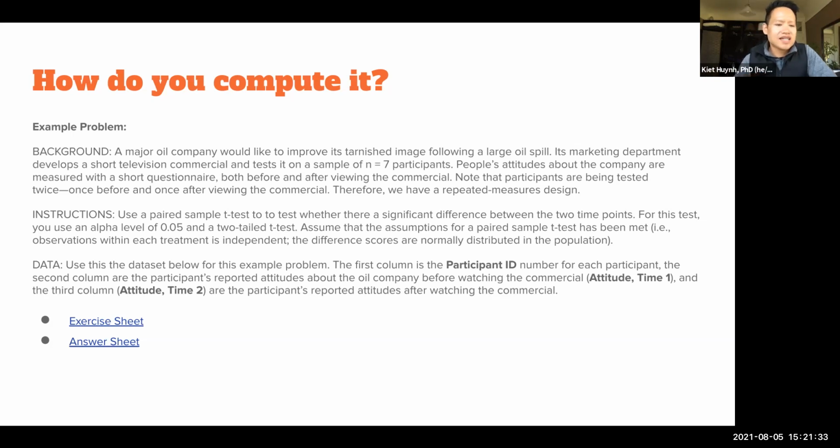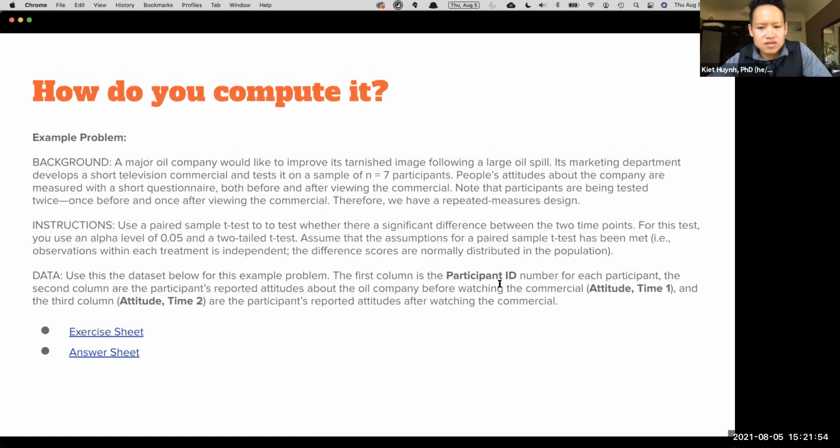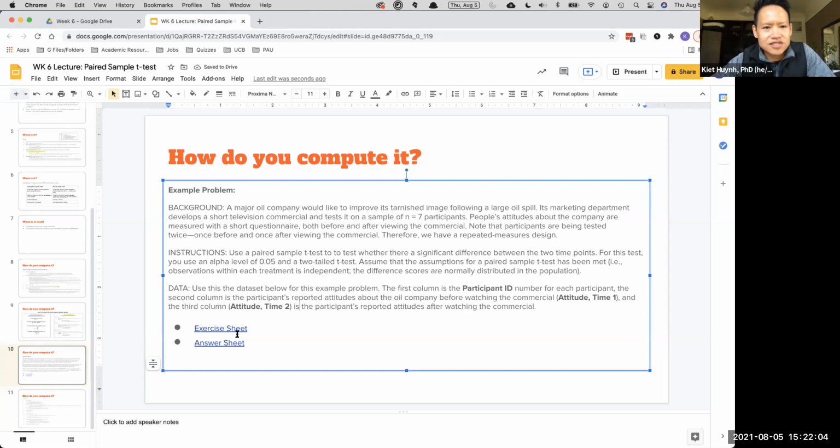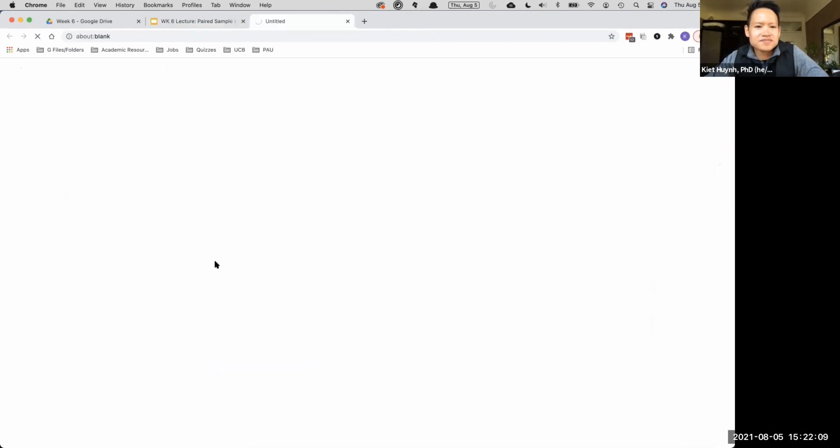Okay. So data. Use this data set below for this example problem. The first column is the participant ID number for each participant. The second column is the participants' reported attitudes about the oil company before watching the commercial. And the third column is the participants' reported attitudes after watching the commercial. And you notice here, just like before, I include the exercise sheet and the answer sheet for you to follow along.